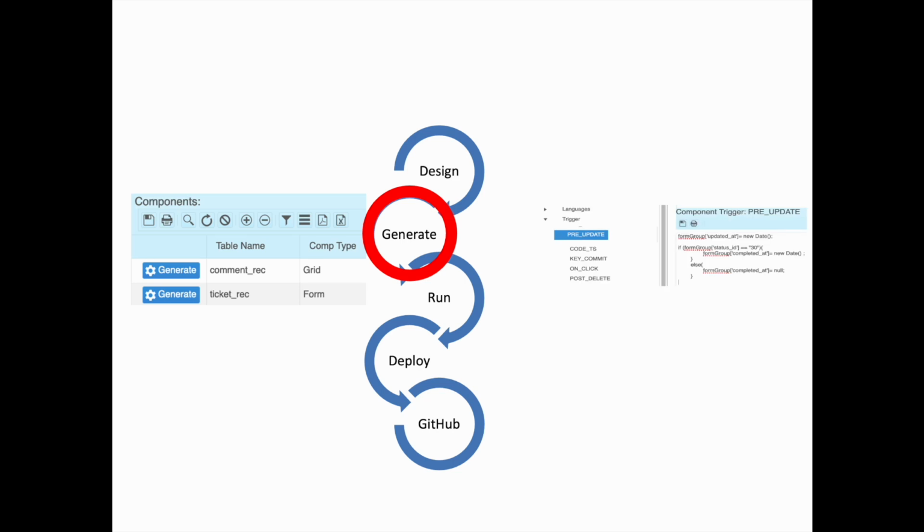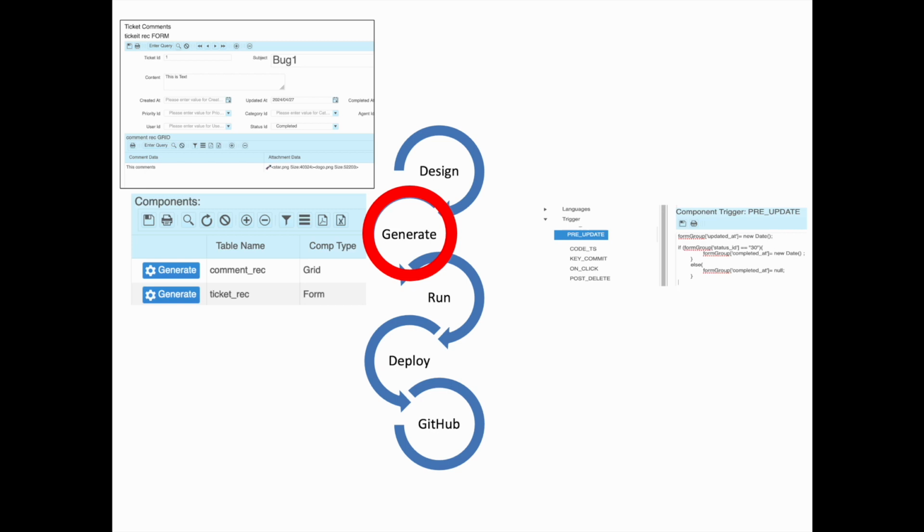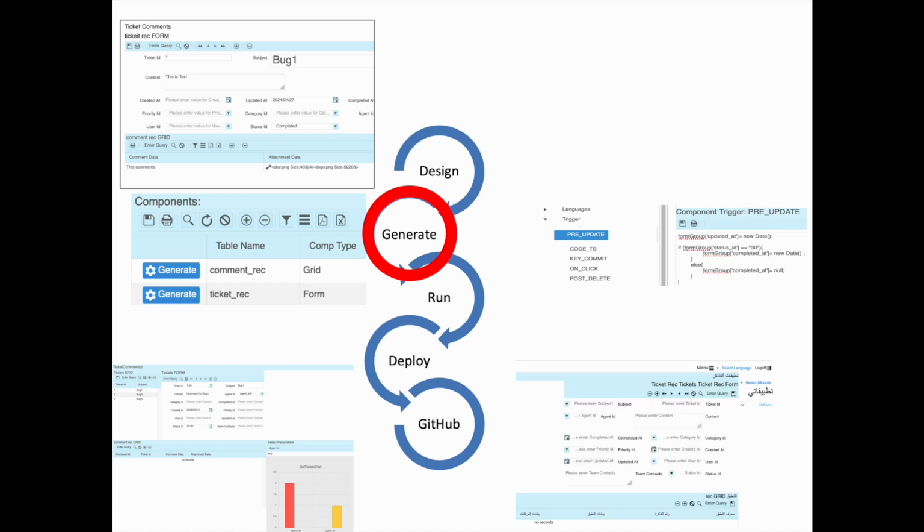Add code to auto-populate date fields. Then create master detail from the form and grid. Then another master detail from 3 tables with a chart, and we will show multilingual capabilities.